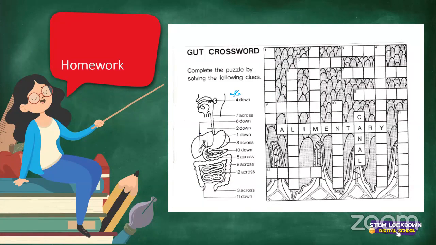Okay, six down. It is this particular organ here. There, six down. And it is here. What is six down? Danielle, gallbladder, correct. That number six down is the gallbladder. I'm just going to write GB for gallbladder. All right.